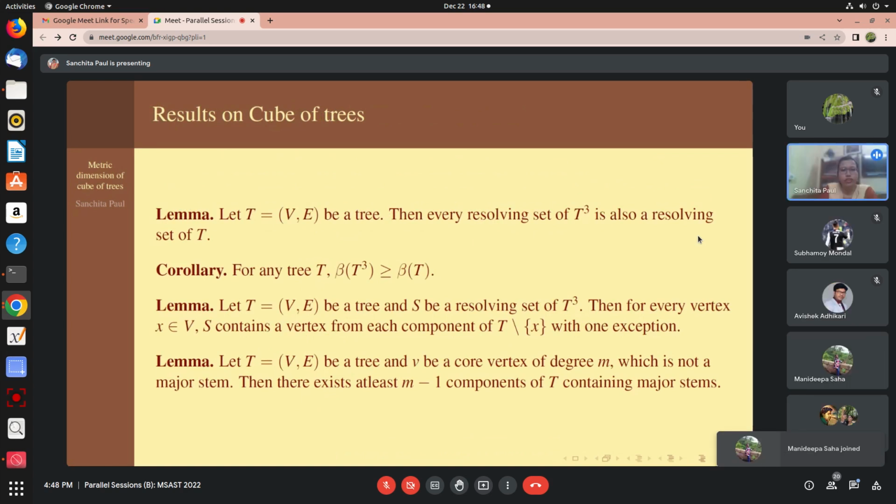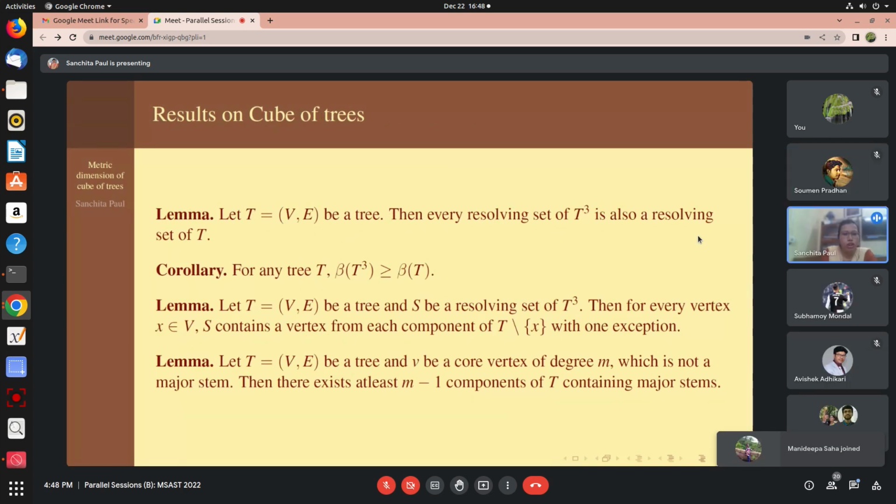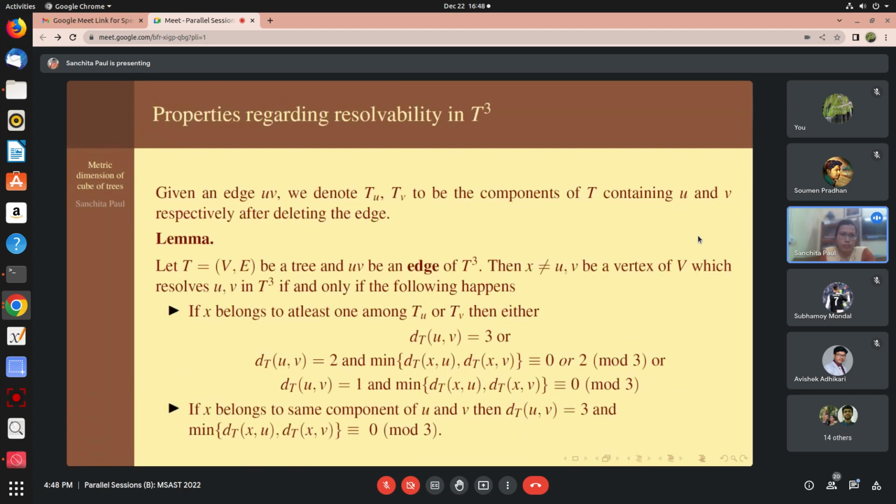Now, we find that beta T cube is always greater than or equal to beta T for any tree. And if S is a resolving set of T cube, then for any vertex X, S contains a vertex from each component of T minus X except one, with one exception. Next we move to the properties regarding resolvability in T cube. As you have already seen in the definition, to resolve U, V we need to get some vertex Wi from W. Now U, V may be adjacent or non-adjacent.